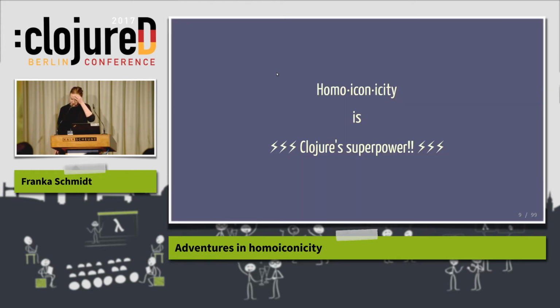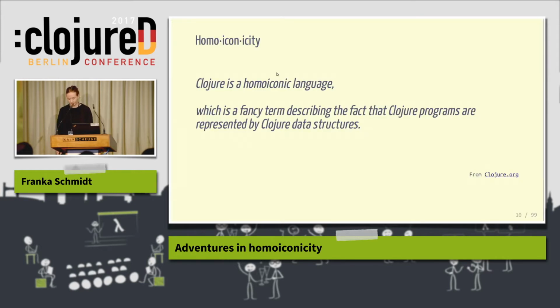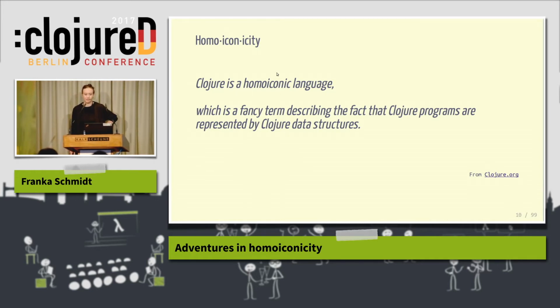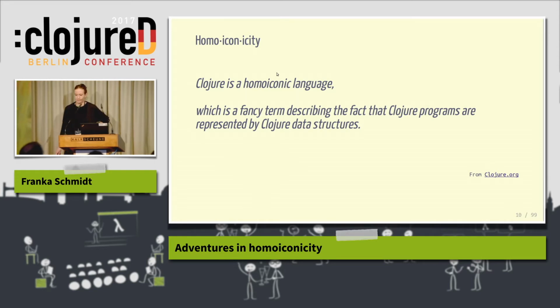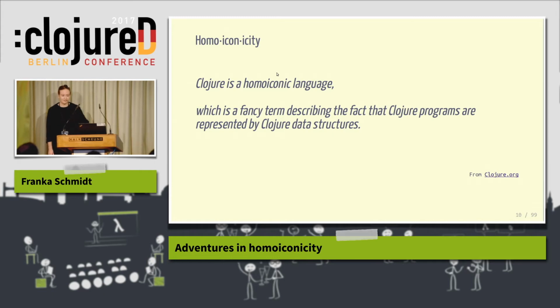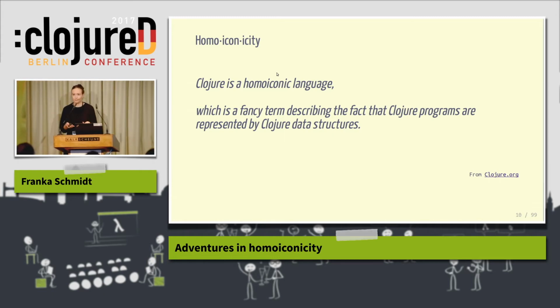So I just made this claim, homoiconicity is Clojure's superpower. What is homoiconicity? Okay, so I started looking at Wikipedia, of course, but then I went to the Clojure main site. There it says Clojure is a homoiconic language, which is a fancy term describing the fact that Clojure programs are represented by Clojure data structures. It's like, okay, that kind of makes sense.